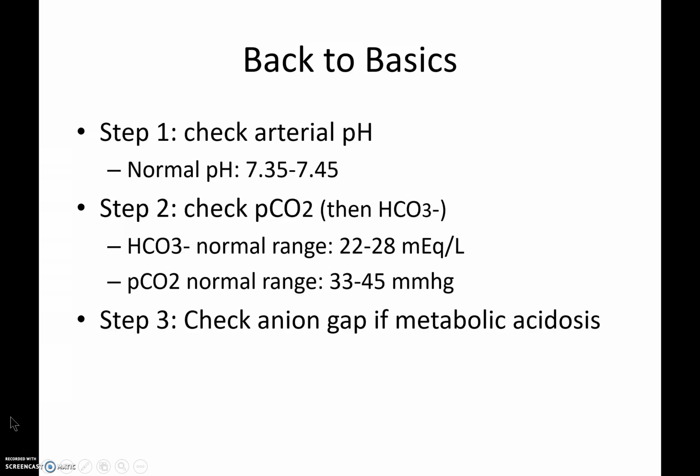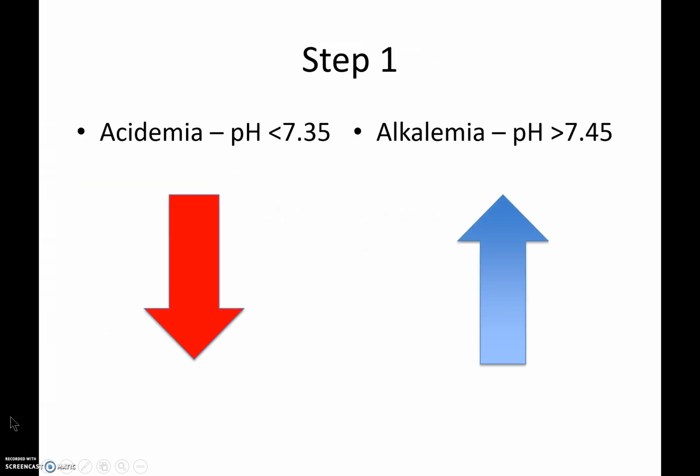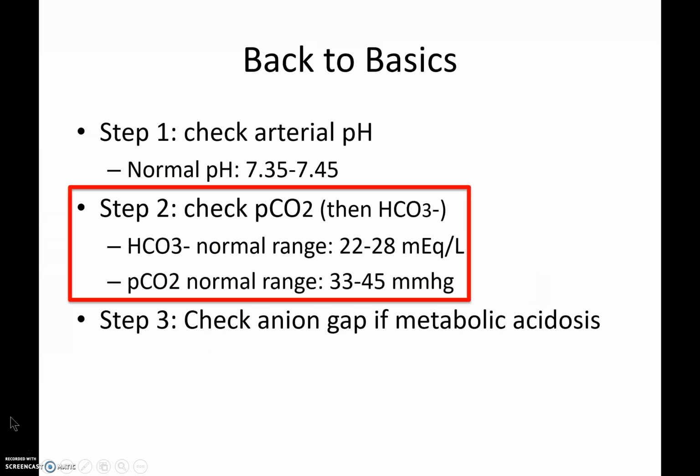So your first step on these problems is going to be to check your arterial pH. This is pretty straightforward. If you have a low pH, you can assume that you have acidemia. And if you have a high pH, you can assume you have alkalemia. And from there, your next thing is going to be to check your PCO2. While you're doing this, you're also going to check your bicarb because you want to make sure that you have proper compensation, in particular to see if you have a secondary disturbance on top of that primary disturbance. And that is something we're going to cover in a little bit here.